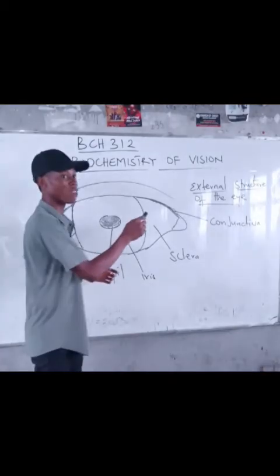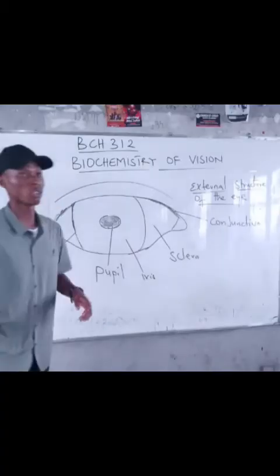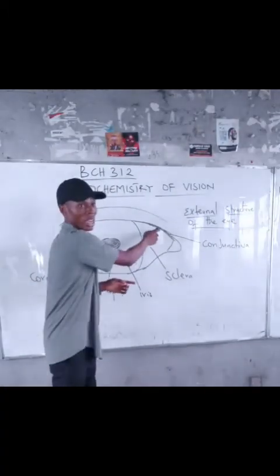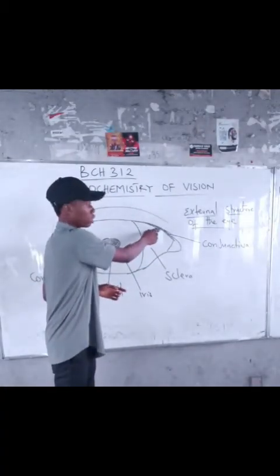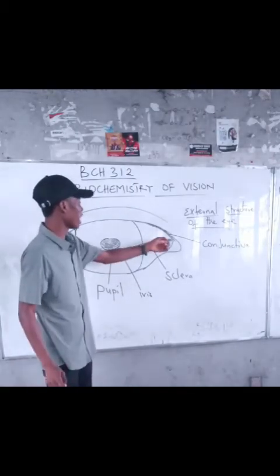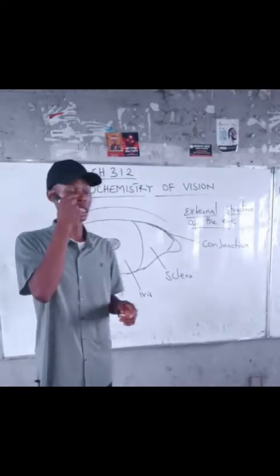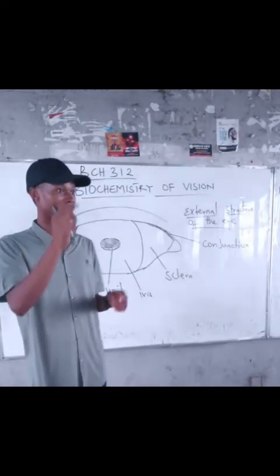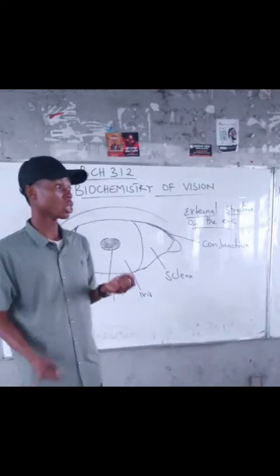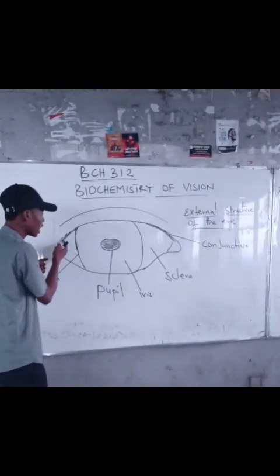Conjunctiva. Now, what the conjunctiva does is to line the surface of the sclera. The conjunctiva lines the sclera, the white part of the eye. Looking at your eye, can you see your conjunctiva? No. You can see it in some parts of your eye this way, where it lines all these parts.